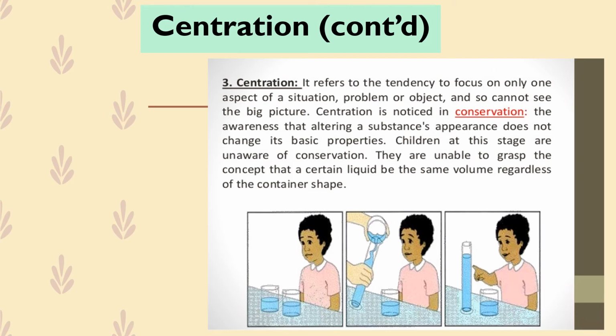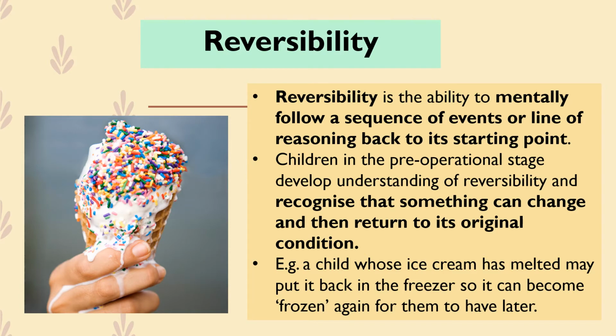So they can't really understand that water can still be the same amount regardless of what object it's poured into, okay? So that's showing you a lack of conservation there. And this problem is actually overcome in the next stage, the concrete operational stage. And one of the last key accomplishments of the pre-operational stage, that is the ages between 2 to 7, is reversibility.